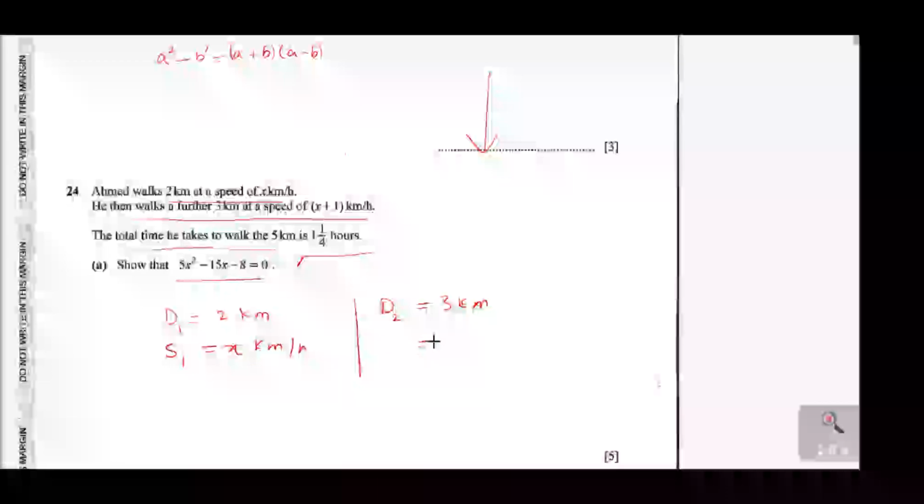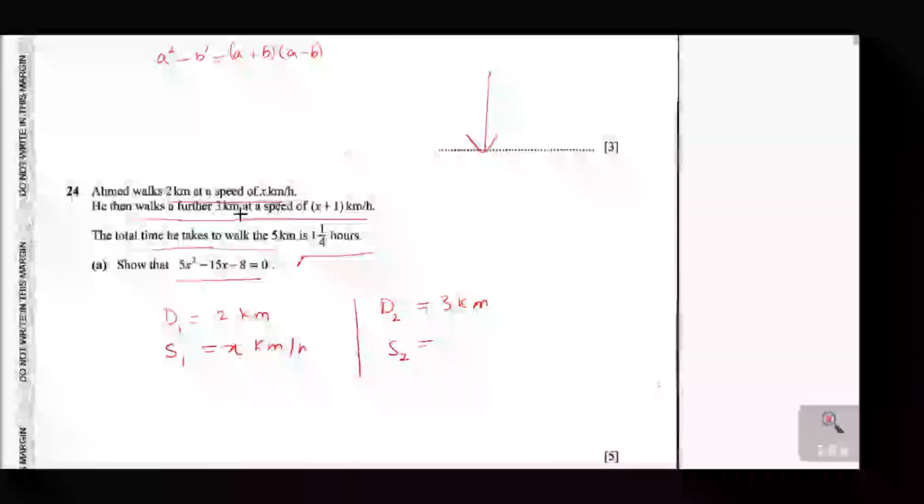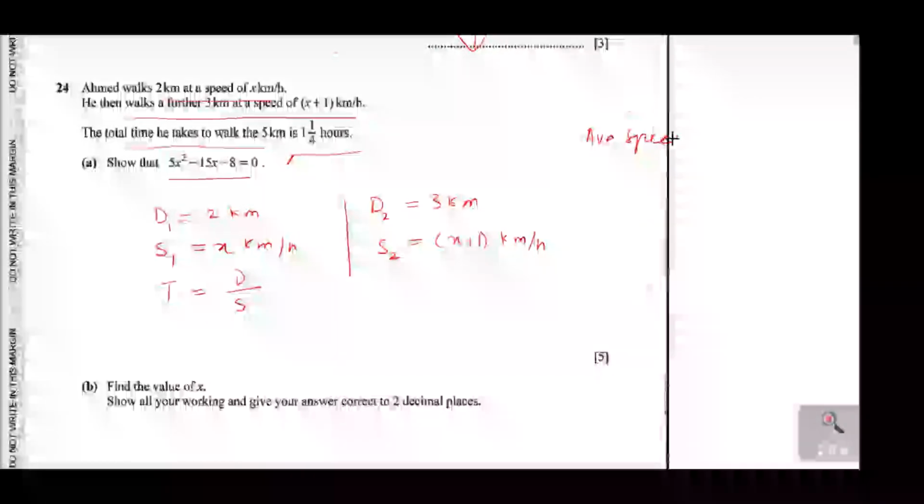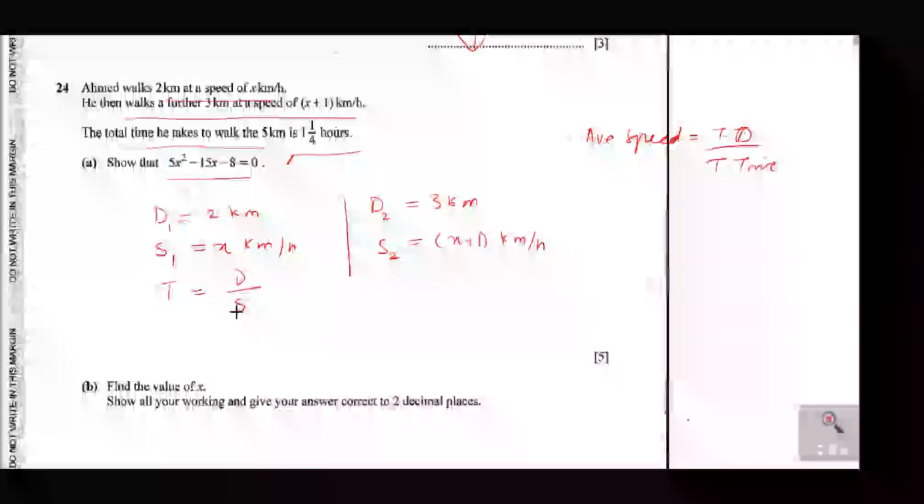We write d2, and the speed here is s2, and this speed is x plus 1 kilometer per hour. And the time it takes in the first part of walking will be equal to distance over speed. According to the formula of average speed equal to total distance divided by total time, the time will be equal to distance over average speed. Here the distance is 2, average speed is x, therefore this is 2 over x.